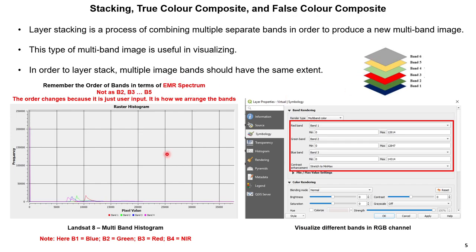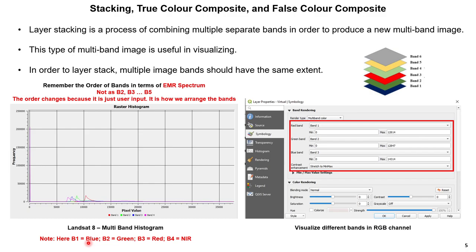So here we are stacking. After the stacking process, you can see it has now become a single file, and you can see four different histograms, each corresponding to each of the bands which we gave as input. So why did I say to remember in terms of the EMR spectrum? Because here you can see the numbers have changed. What we have given is 2, 3, 4, 5, but the output is band 1, band 2, band 3 and band 4.